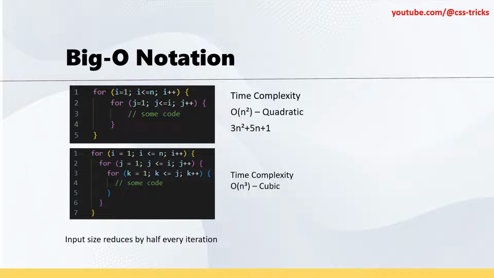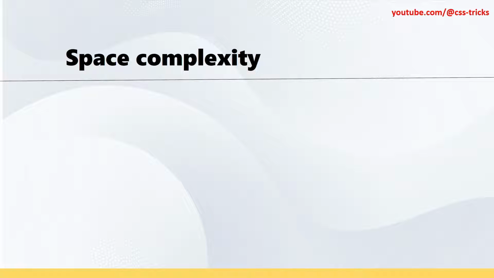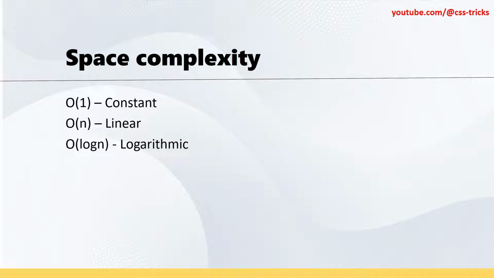Let's quickly talk about space complexity. The idea remains the same. If the algorithm doesn't need extra memory, or the memory needed doesn't depend on the input size, the space complexity is constant. An example would be a sorting algorithm which sorts within the array without utilizing additional arrays.